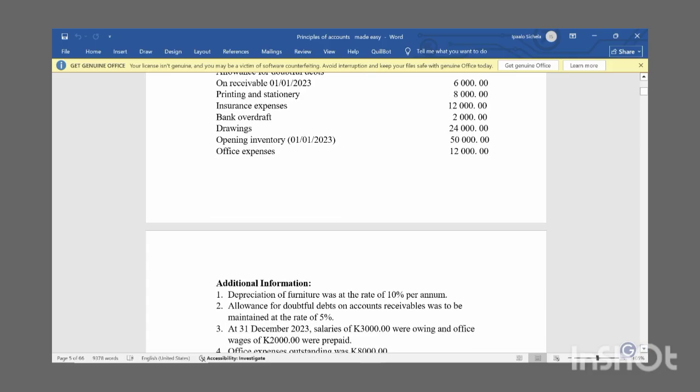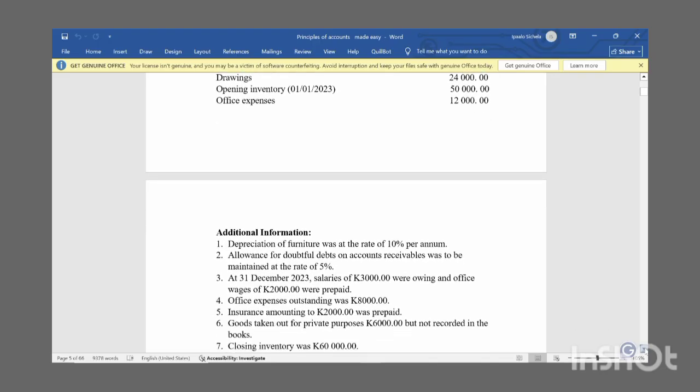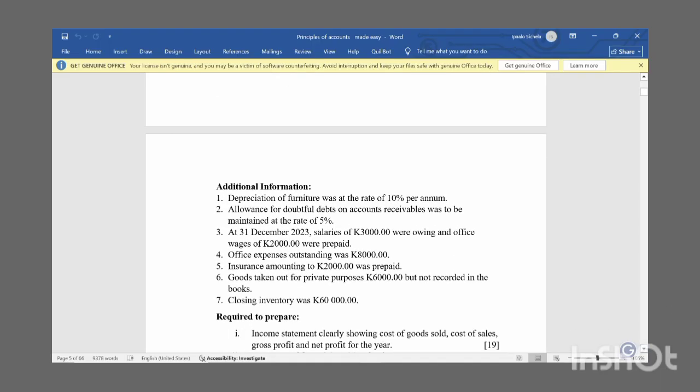Then the next expense is insurance expenses. We're going to ask ourselves, does this insurance expense have adjustments? Yes, it does. Adjustment number 5, insurance amounting to 2,000 was prepaid. And remember, I said prepaid expenses are subtracted. Why? Because they relate to the next accounting period.